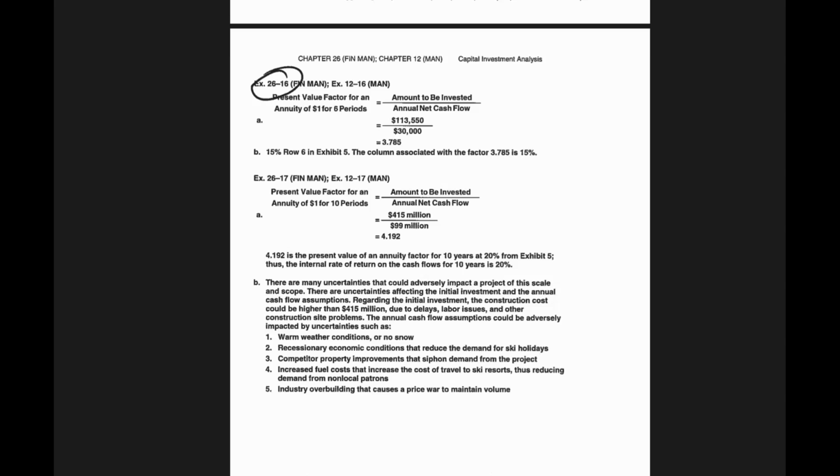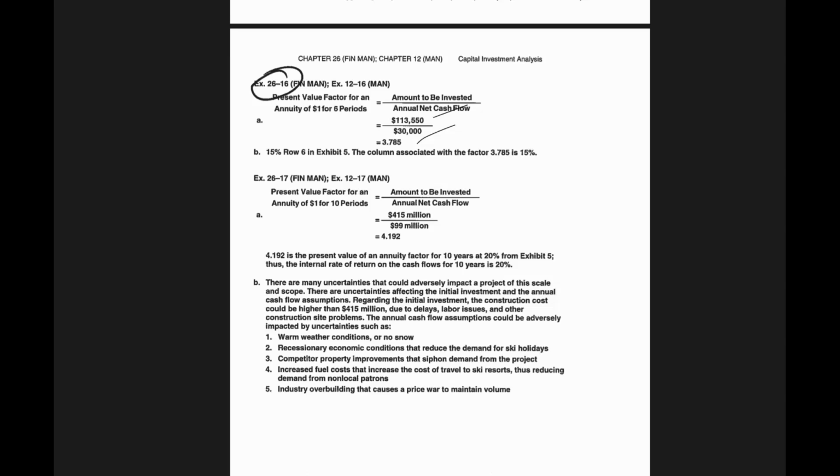So let's make this very clear. The first thing we're calculating is the present value factor. And then letter B, using the factor in A and the present value of an annuity table appearing in the Exhibit 5, determine what is the rate. So the first thing we do is calculate this present value factor. The amount to be invested was $113,550. The annual net cash flows is 30, and that equals our 3.785.